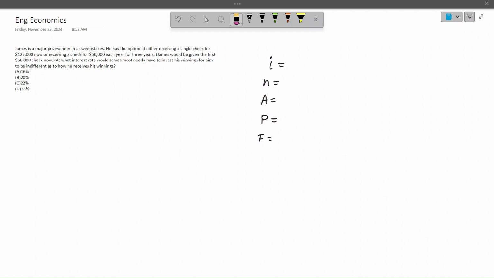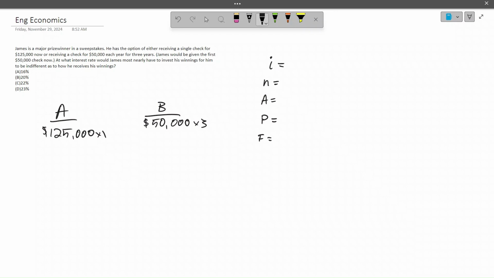He has the option of either receiving a single check for $125,000 now or receive a check for $50,000 each year for 3 years. But he would be given the first $50,000 check right now. Okay, let's just write it out just so we don't forget. So option A is $125,000 right now times 1, just a one-time payment. So option B is going to be $50,000, 3 paychecks, and this is going to be option B.